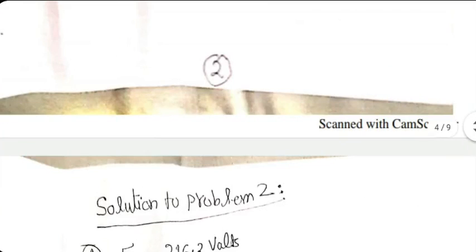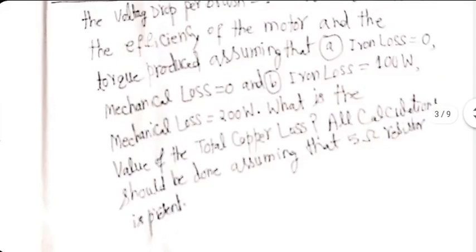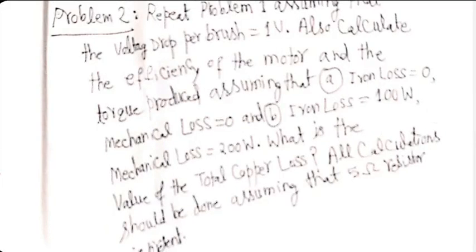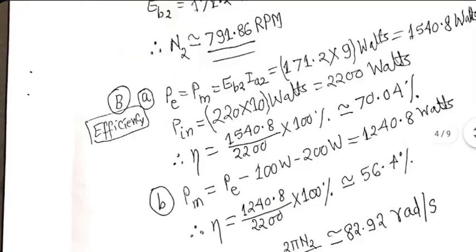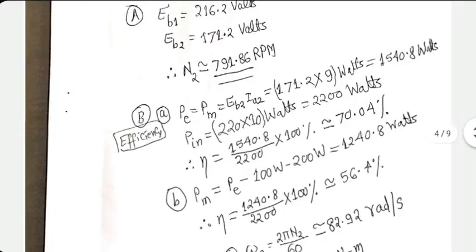In part A, iron loss and mechanical loss are 0. So PE and PM will be the same, and they will be EB2 into IA2. You can plug in the values, you get electrical output power equal to mechanical output power equal to 1540.8 watts. Input power is of course 220 into 10 watts based on the numbers. The efficiency is straightforward to calculate, 70% almost.